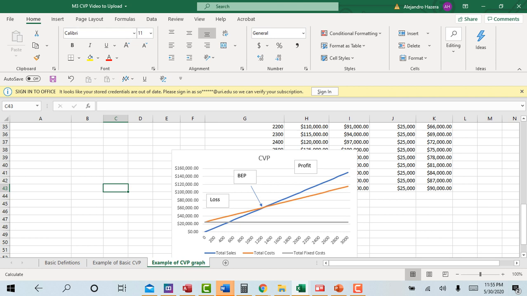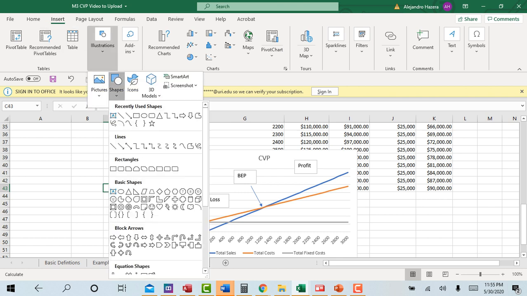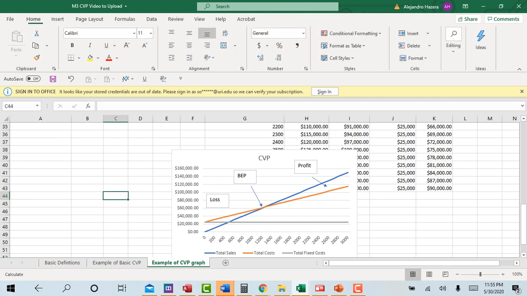Now, I'm going to put the profit line. I'm going to insert another little arrow here. Shapes. Put an arrow here. And this region right here, I'm not pointing at a point, I'm pointing at a region. That region is profit. And that makes sense because it's to the right of your break-even point, and that's where your total sales line is greater than your total cost line.